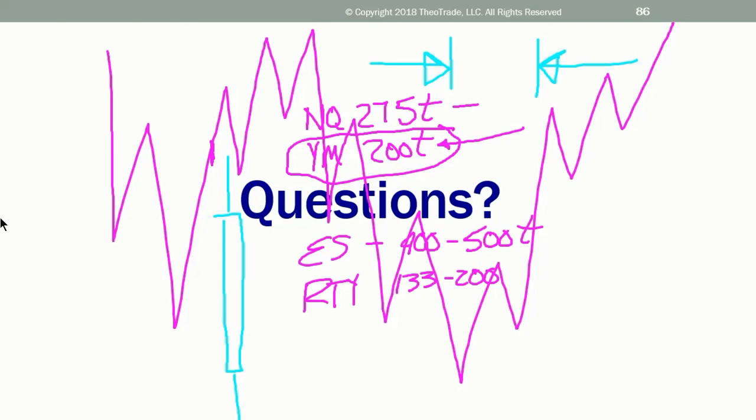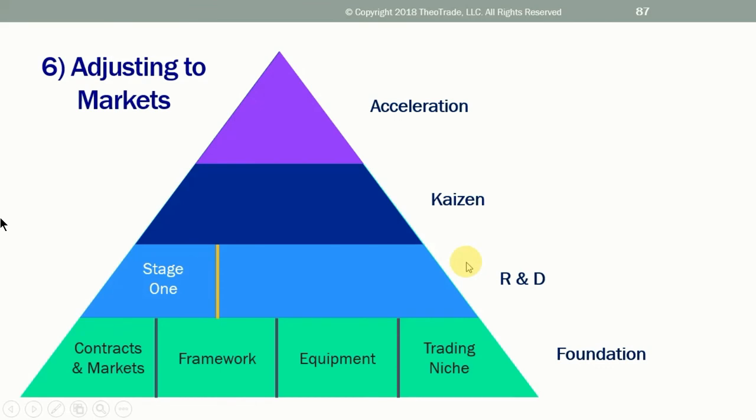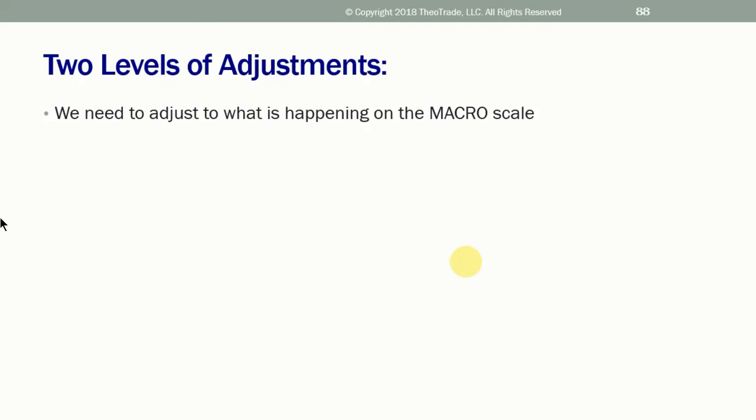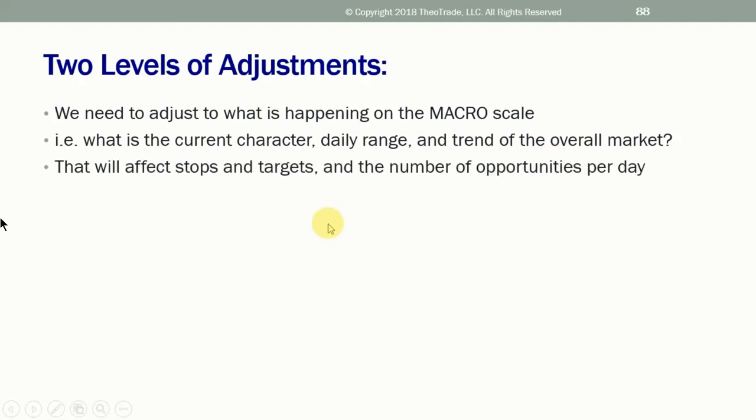Okay, let's move on. I'm going to get to the next section if I can, and then we'll take a bio break. So let's learn how to adjust to different markets. There's two levels of adjustments here. I think we're still coming in on time. So what is the current character of the market? What's the daily range? What's the trend? These are the macro parts, and this is going to affect stops and targets.